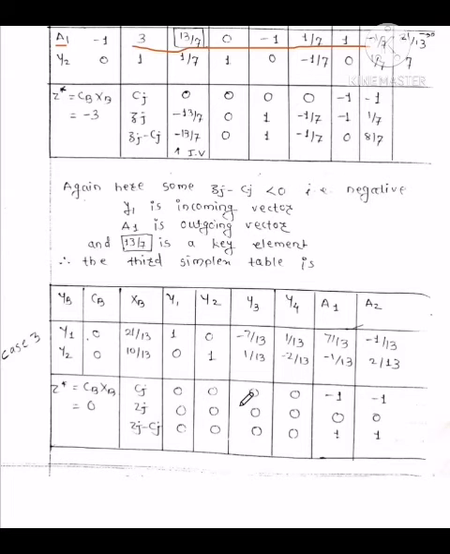Then cj is 0 0 minus 1 minus 1. Zj, if you calculate, you will get 0 0 0 and so on. Zj minus cj is 0 0 0 minus 1 minus 1. Okay, so here all the values of zj minus cj are greater than or equal to 0. So in this case, we will get the optimum solution.